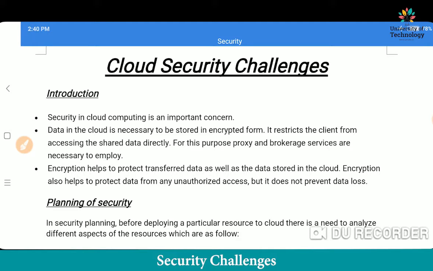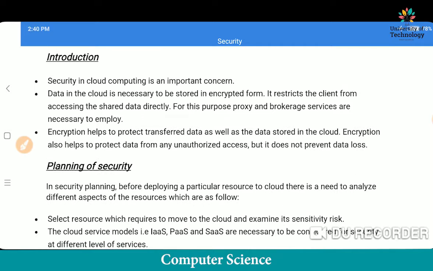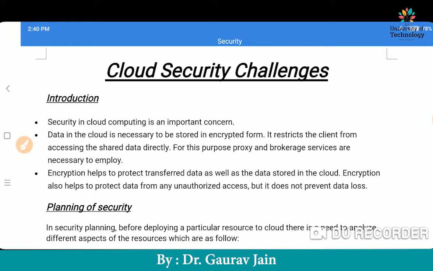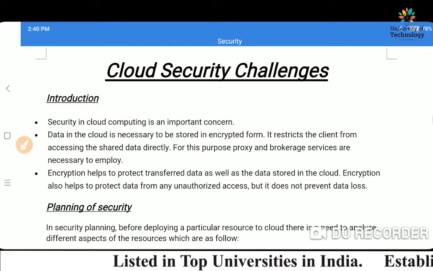Today, we are going to talk about cloud security and its challenges. Very good topic in cloud computing. First of all, what is security in cloud computing? Security in cloud computing is an important concern.